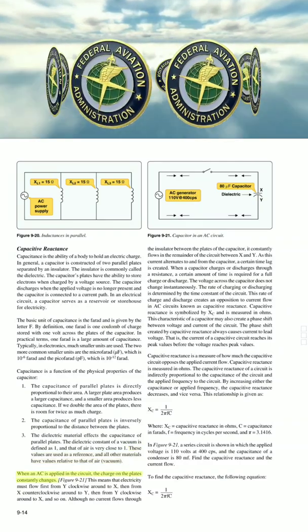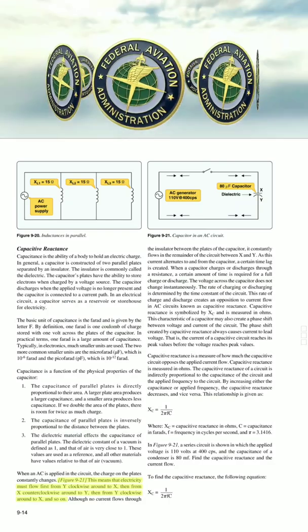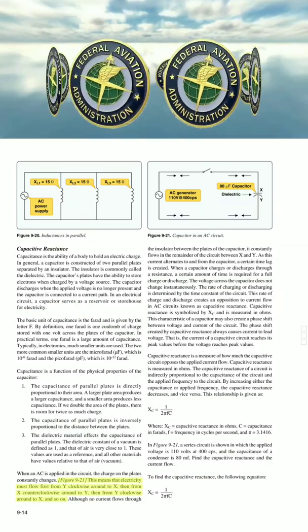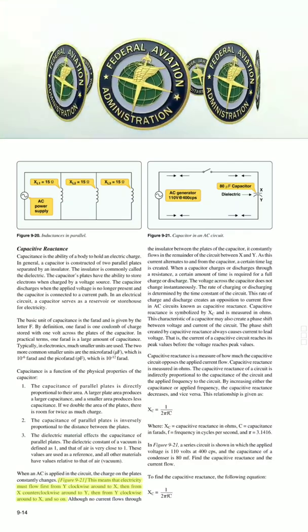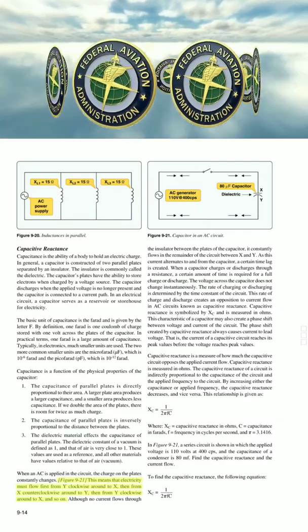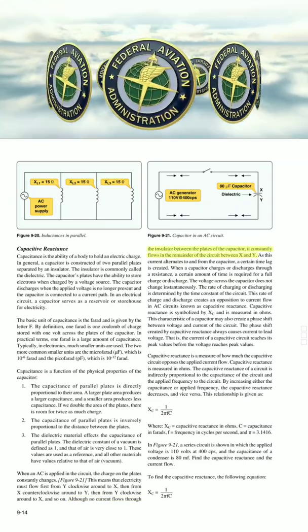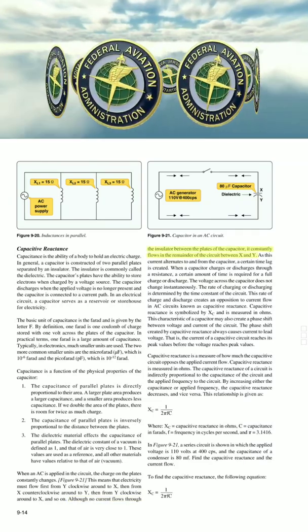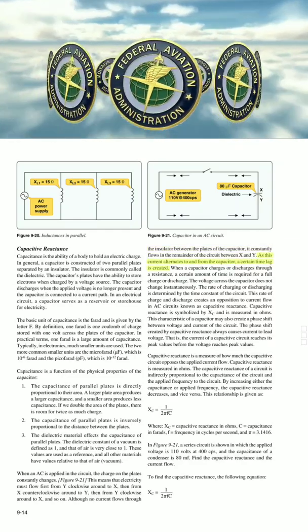When an AC is applied in the circuit, the charge on the plates constantly changes. Figure 9-21. This means that electricity must flow first from Y clockwise around to X, and from X counterclockwise around to Y, and from Y clockwise around to X, and so on. Although no current flows through the insulator between the plates of the capacitor, it constantly flows in the remainder of the circuit between X and Y. As this current alternates to and from the capacitor, a certain time lag is created.